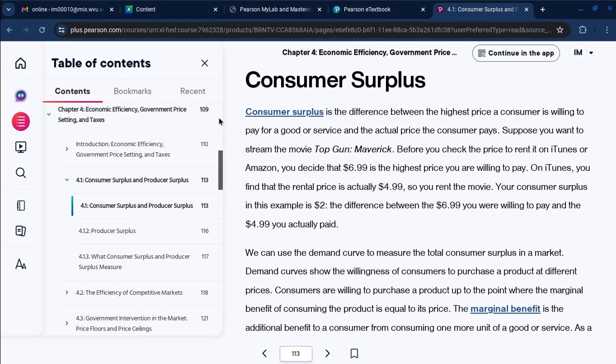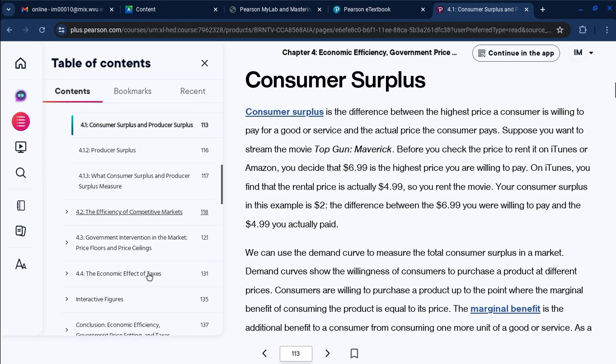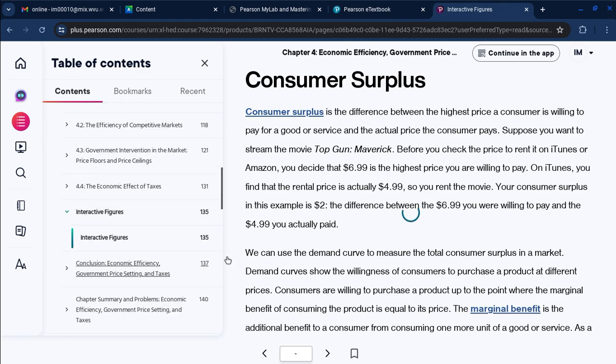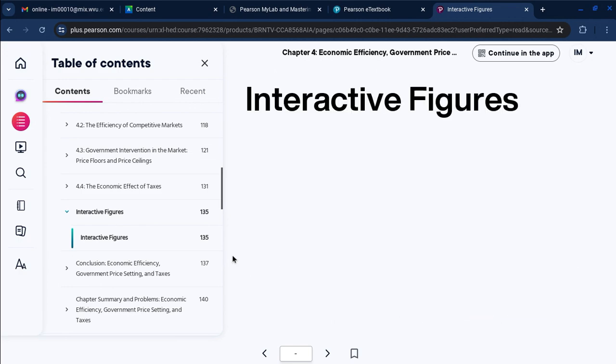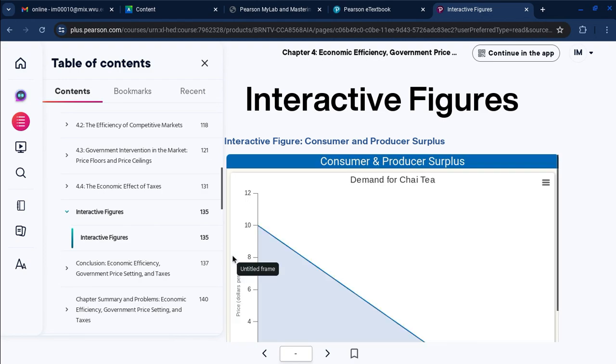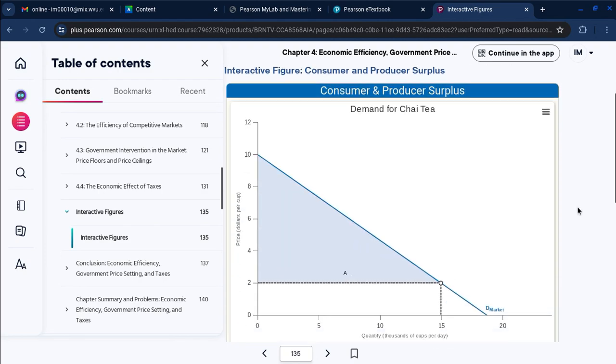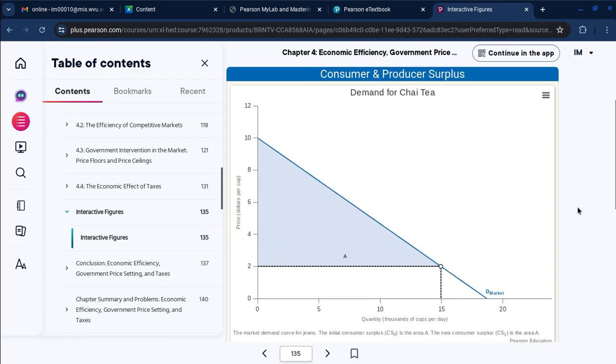I wanted to take a look at the interactive figures here at the end of the chapter and go over this diagram, so really kind of hone in on what is happening here. So here we have a demand market for chai tea because we're looking at consumer surplus, and the consumer surplus is the area below the demand curve and above our price.